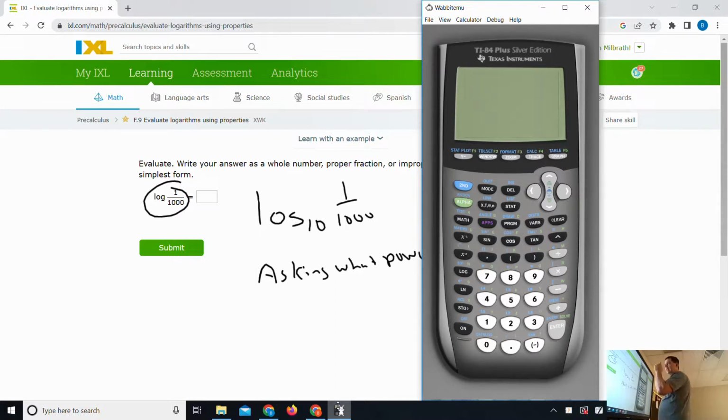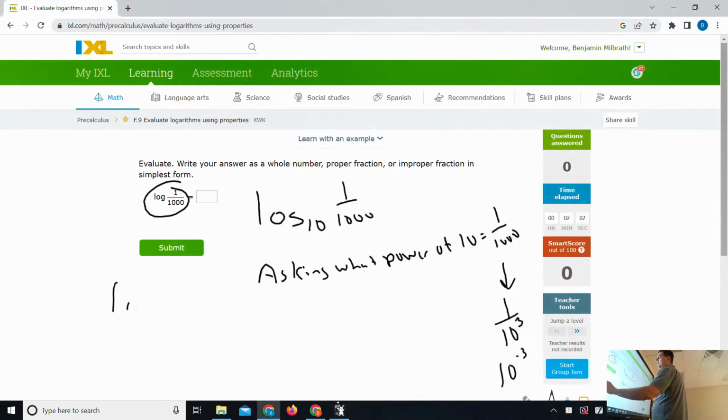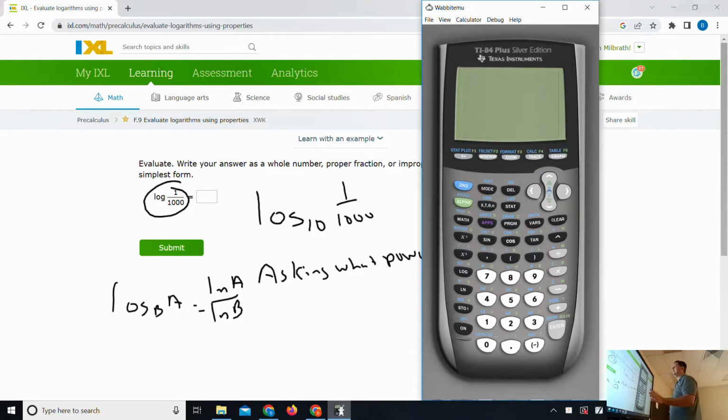You could also just kind of get your way through this in a calculator. You could use your change of base formula. A logarithm base b of a is equivalent to, and I love the natural log one, the natural log of a over the natural log of b. And that's what I'm going to do in the TI-84. Honestly though, I don't even know why I'm talking about that. You have a log button on your calculator, don't you? You can literally type log 1/1000.